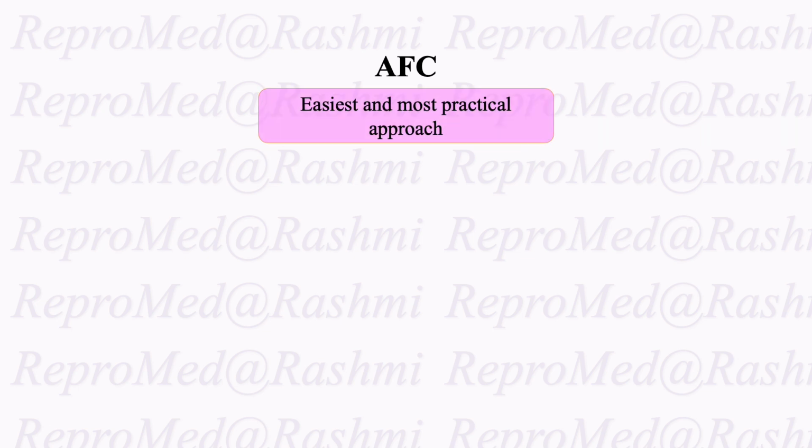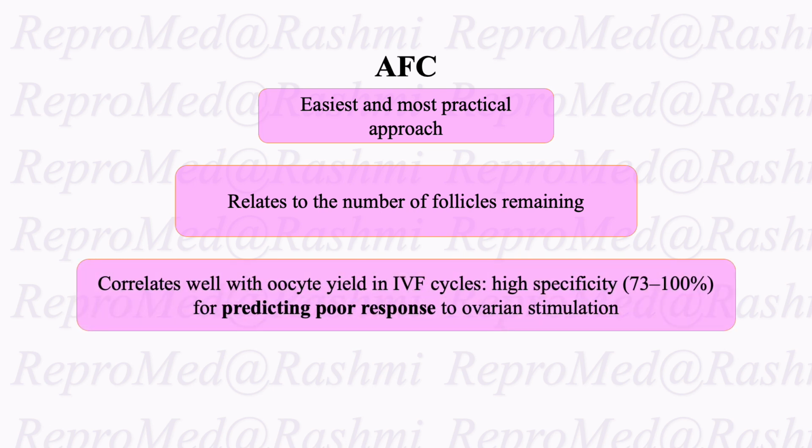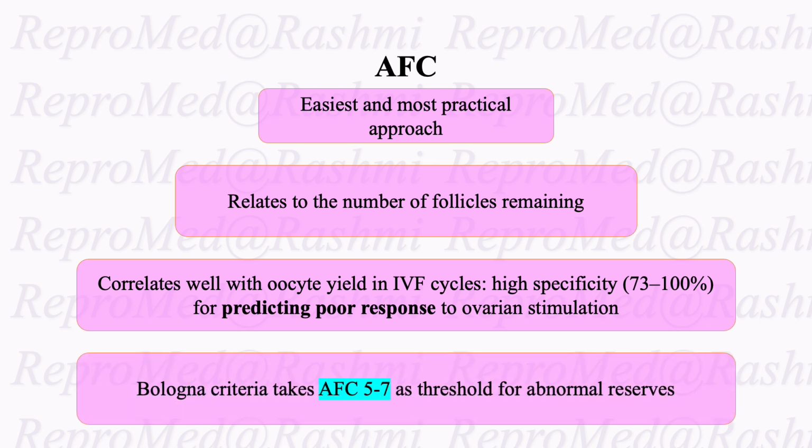Antral follicle count is the easiest and most practical approach. Antral follicle count relates to the number of follicles remaining. The AFC correlates well with oocyte yield in an IVF cycle. It has high specificity for predicting the poor response to ovarian stimulation. The lesser the follicle count, the lesser the response to the ovarian stimulation. Bologna criteria takes AFC 5 to 7 as the threshold for abnormal reserve.